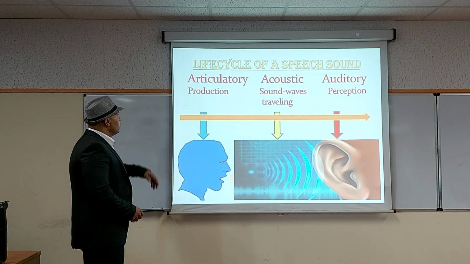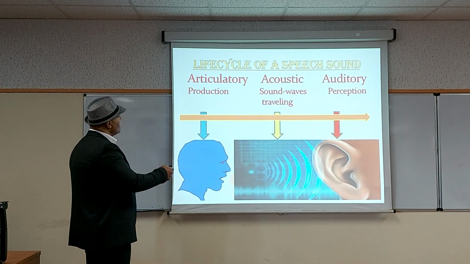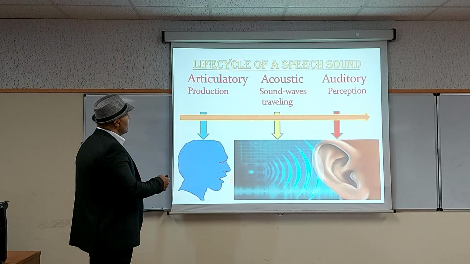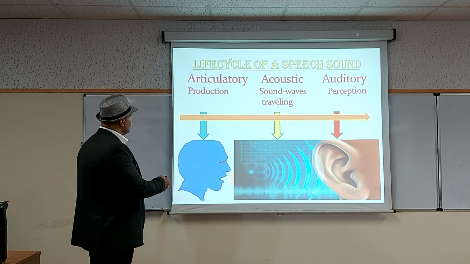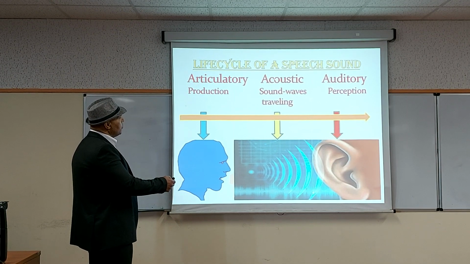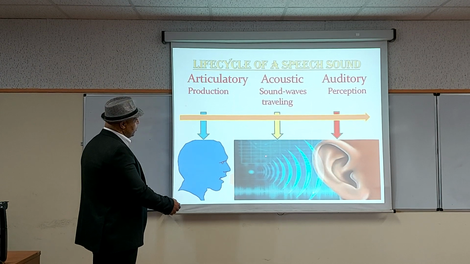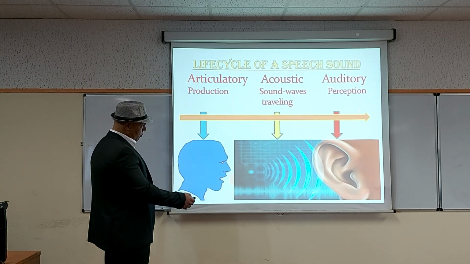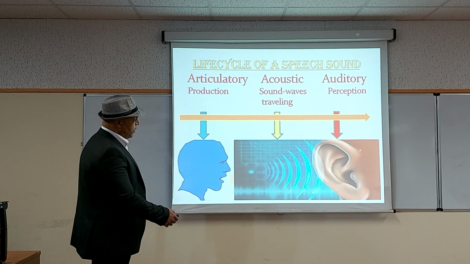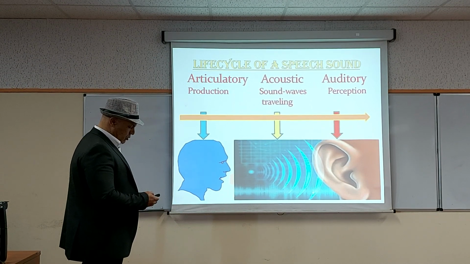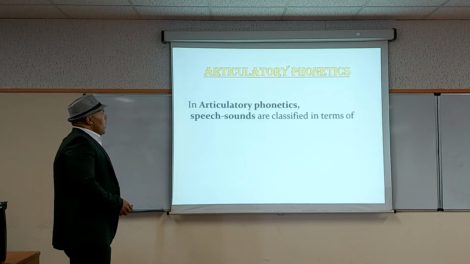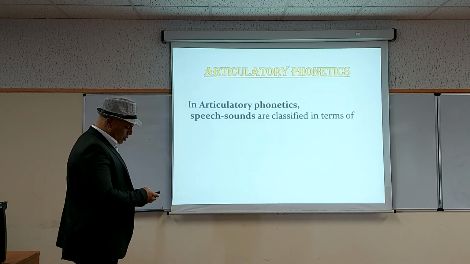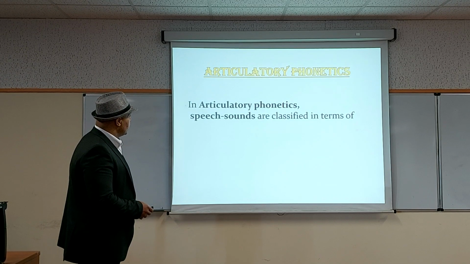If you look at this chart, it discusses the life cycle of the speech sound. It consists of production, and production deals with articulatory phonetics. The second is acoustic, which is the sound waves traveling in the air from the speaker to the hearer. And the third one is auditory, which is the perception, when the ear perceives and the brain analyzes the speech. Articulatory phonetics is what we are going to deal with in this chapter.